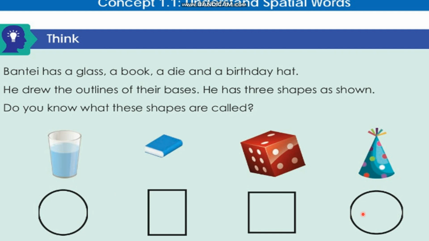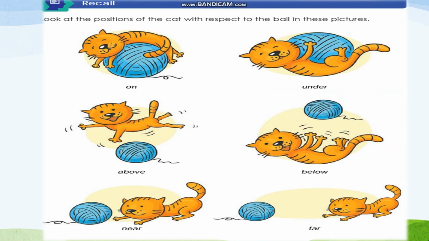Okay, now we are moving to an introduction, and here the first concept is spatial words. Do you know what is spatial words? Yes. So spatial words means the words which show the position of something. Okay? The words which show the position of something.